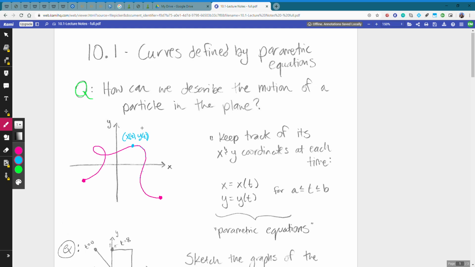And this observation really is at the heart of this concept of parametric equations. Essentially, these are just capturing these coordinate functions. x equals some function of t, and y equals some function of t for some range of t values, right? For some stretch of time.